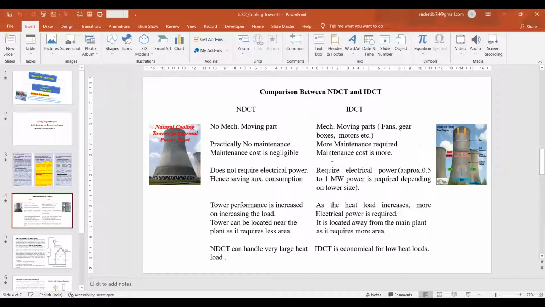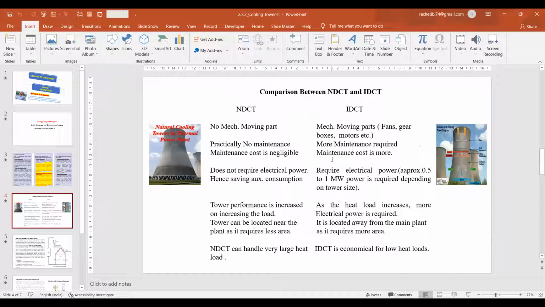Okay, so NDCT: no mechanical moving part, practically no maintenance, maintenance cost is negligible. IDCT: mechanical moving parts, more maintenance, maintenance cost is more. NDCT does not require electric power, hence saving in auxiliary consumption. IDCT requires electric power of about 1 megawatt, depending upon tower size.